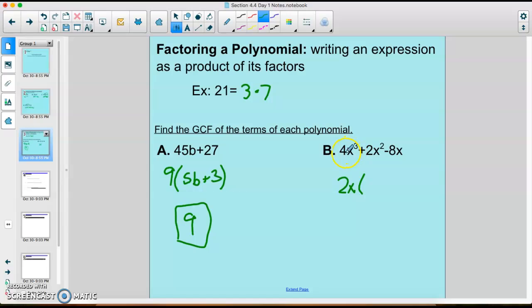And then what I'm going to be left with is, so 4 divided by 2 is 2. X cubed divided by x is x squared. Oops. Kind of going in reverse of what we just did. Okay, now the next term, 2 divided by 2 is 1. X squared divided by x is just x, so it's 1x. And then here, negative 8 divided by 2 is negative 4. X divided by x, it cancels itself out, and so we're left here. So our greatest common factor of these 3 terms is x squared. Or sorry, 2x, not x squared, 2x.